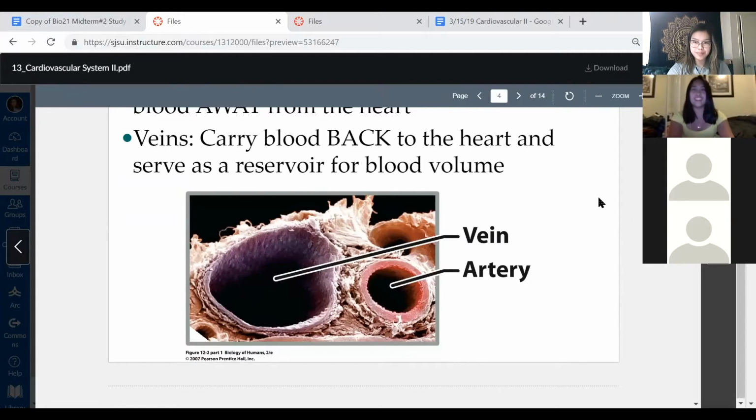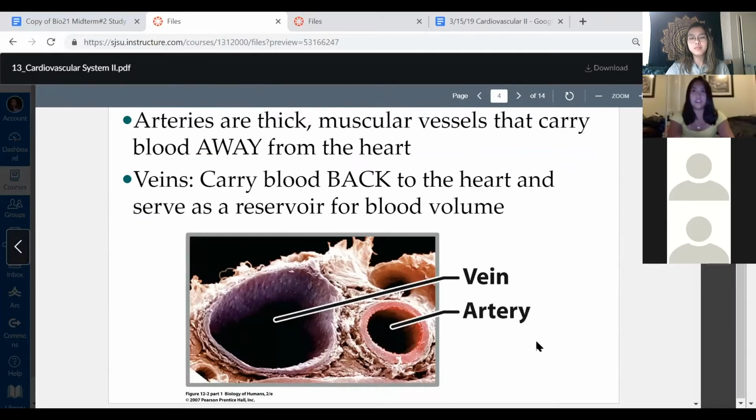Yeah, the V in veins, I think of via, like via text message, via email. So via is to the heart, and then A and A.